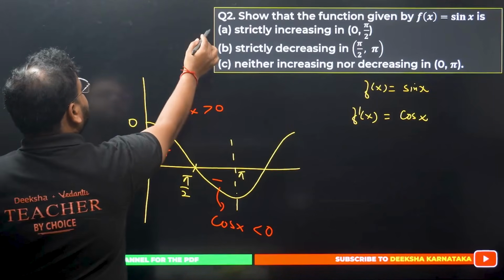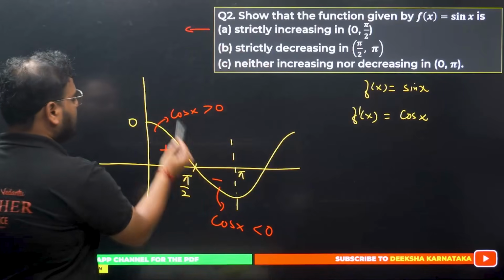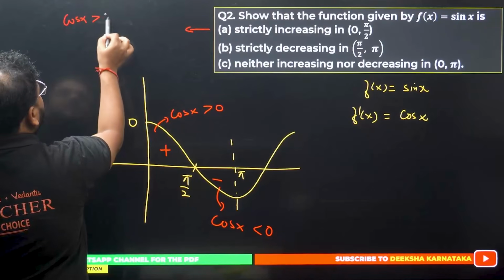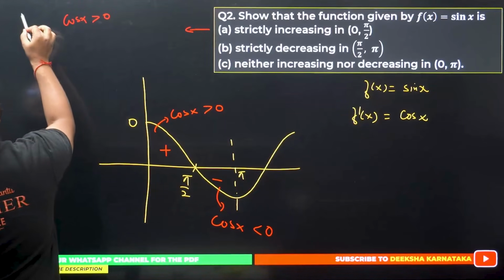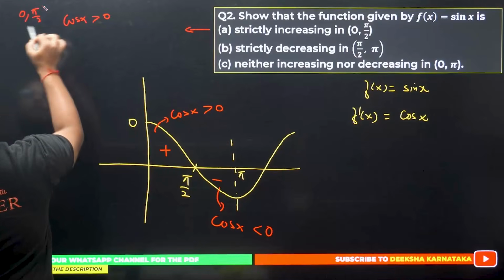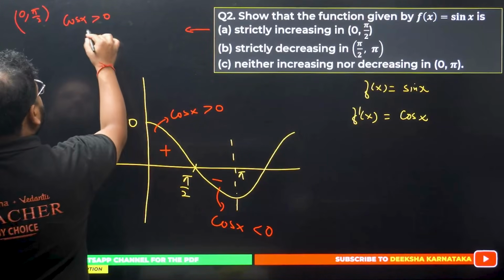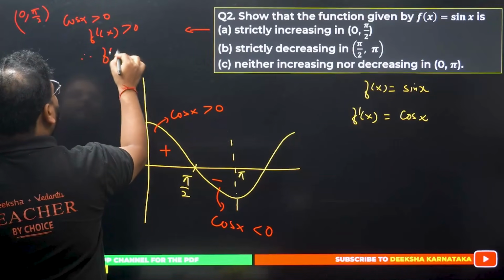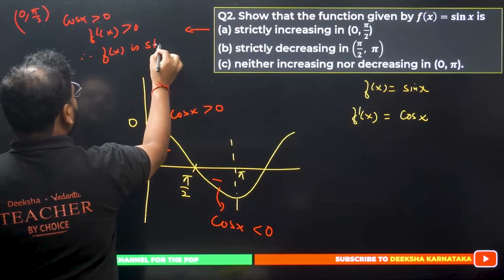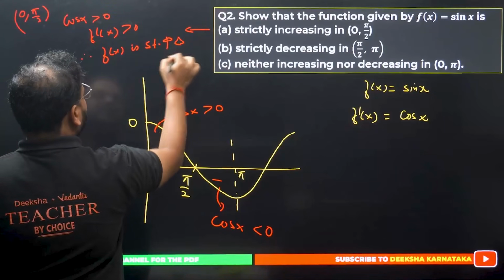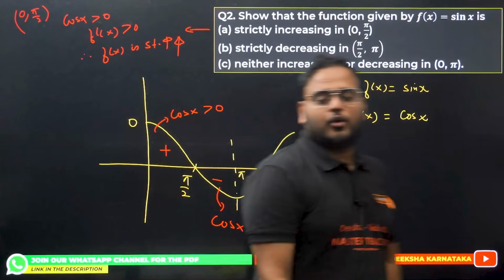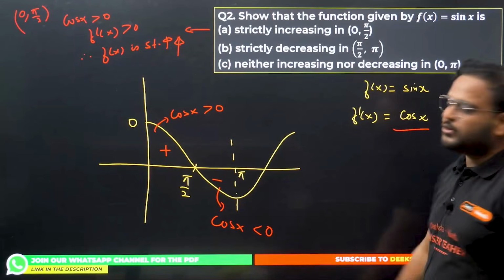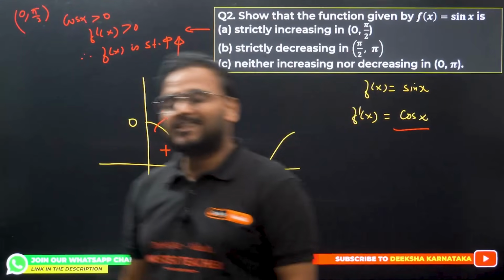Now look at the first option. Strictly increasing in 0 to pi by 2. Yes, it is, because cos of x is more than 0 in 0 to pi by 2. What it means is basically f dash of x is more than 0. What it means is basically f of x is strictly increasing in nature. Clear or not? Cos x is more than 0, basically what it means, derivative is more than 0. Hence, your given function is strictly increasing in nature.